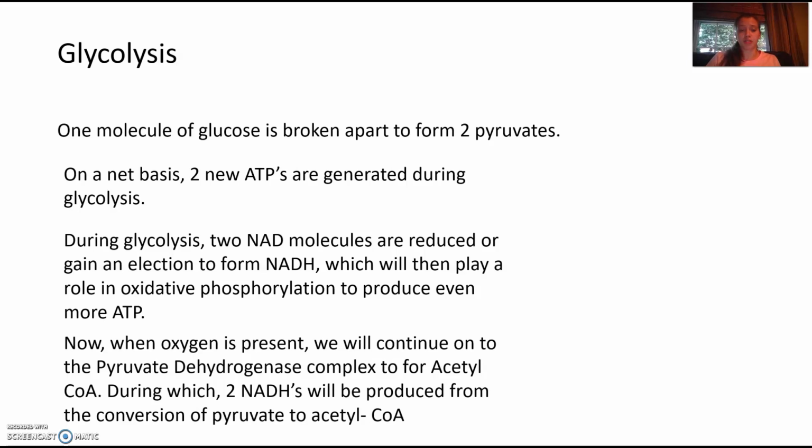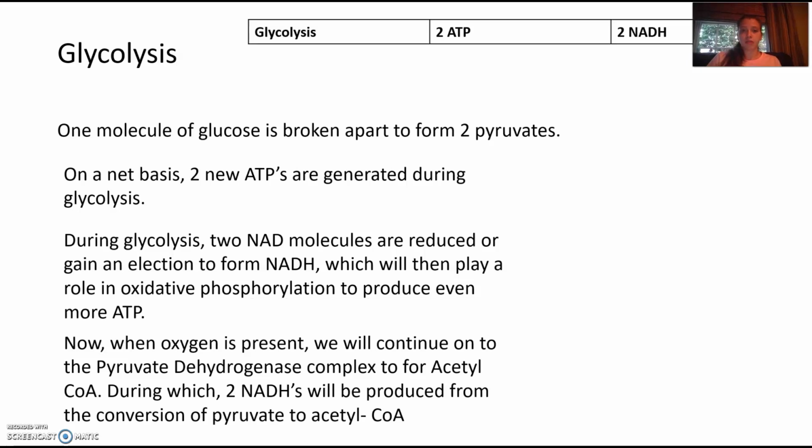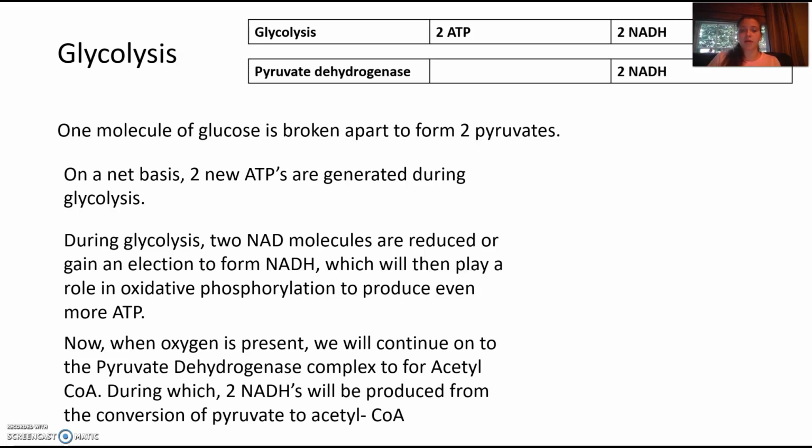Now if oxygen is present, we'll continue to the pyruvate dehydrogenase complex, and then that will form acetyl-CoA, during which 2 NADHs will be produced from the conversion of the pyruvate to acetyl-CoA. So ultimately, we have glycolysis here: 2 ATPs formed, 2 NADHs formed, and then we also have the pyruvate dehydrogenase complex, and it's important to know that there are 2 NADHs that form out of that.